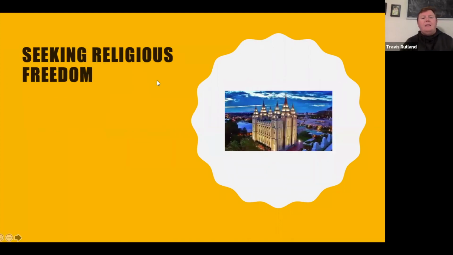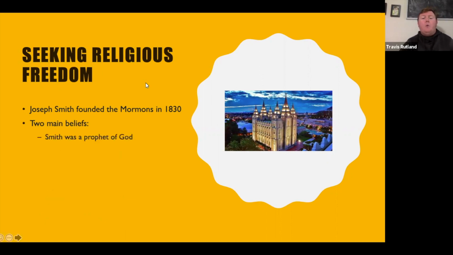The second group are the Mormons. Now, the Mormons are seeking religious freedom. Joseph Smith founded the Mormons in 1830 in New York State. And they had 2 main beliefs. So Mormons are a branch of Christianity, but they have 2 beliefs. One is that Joseph Smith was a prophet of God.